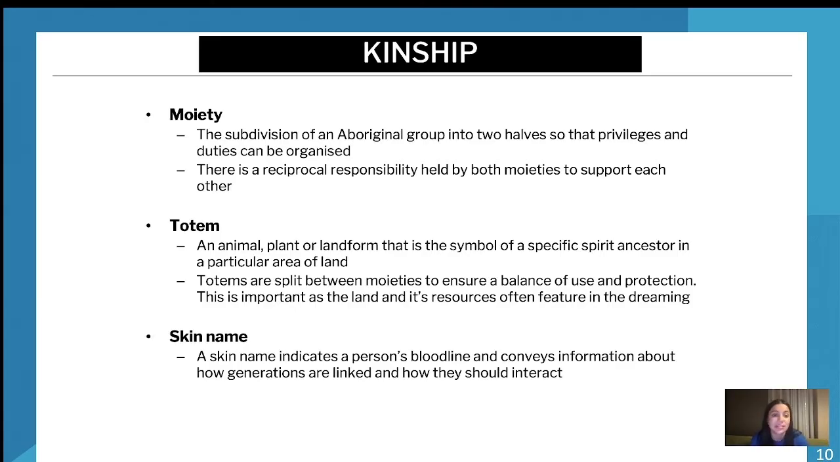So moiety is the subdivision of an Aboriginal group into two halves so that privileges and duties can be organised, and there's a reciprocal responsibility held by both to support each other. Totem is an animal, plant, or land form that is the symbol of a specific spirit ancestor in a particular area of land. And they're split between the moieties to ensure a balance of use and protection. And it's important as the land and its resources are often featured in the dreaming, so that shows the inextricable connection to the land. And a skin name indicates a person's bloodline and conveys information about how generations are linked and how they should interact.